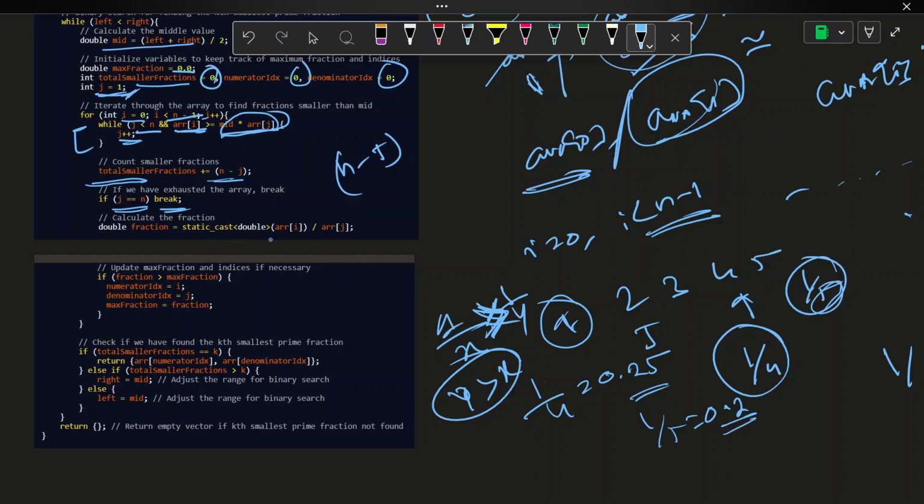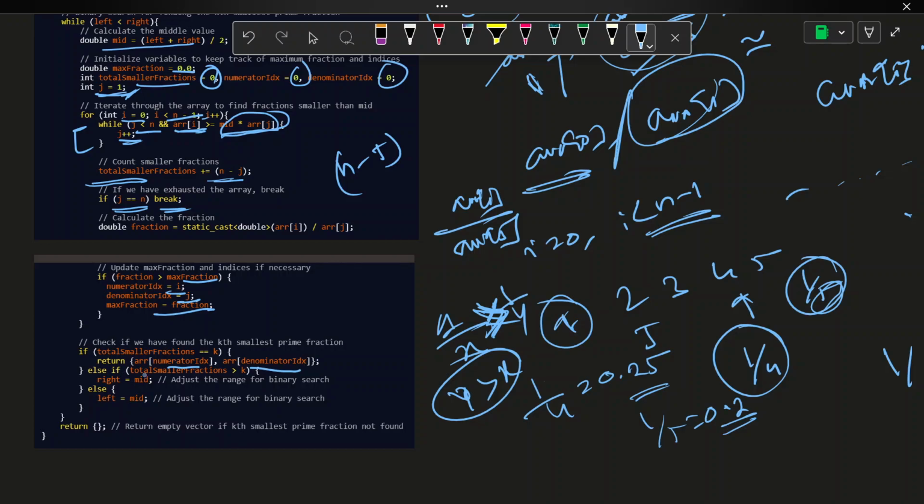So I will check the fraction value. What is the fraction value? Currently array of i by array of j. Now I will check if this fraction value is greater than maximum fraction. Then I will store the numerator index and denominator index and also the maximum fraction value. And after all the calculation, I will check if total smaller fraction is equal to k. Then this is our answer, numerator and denominator. So that time I will return the numerator index and the denominator index value.